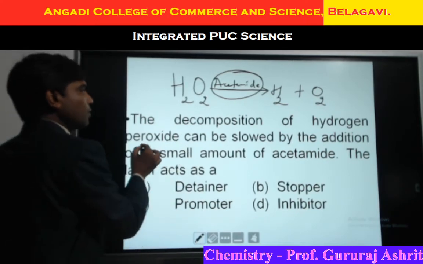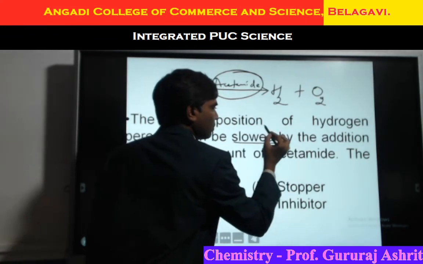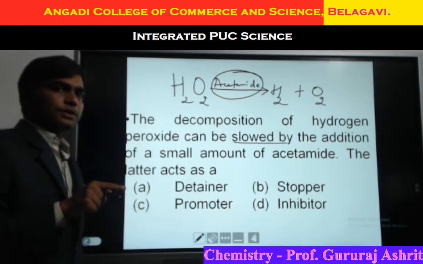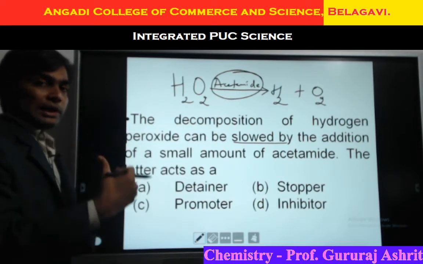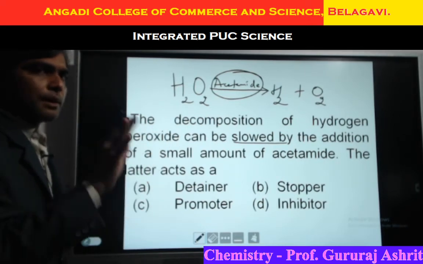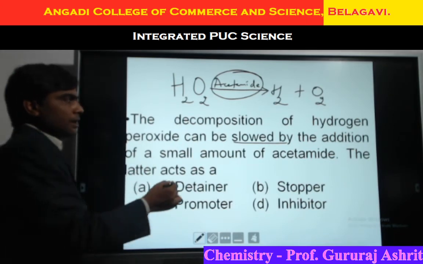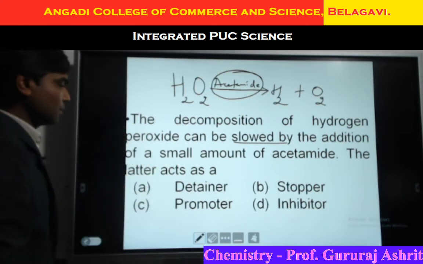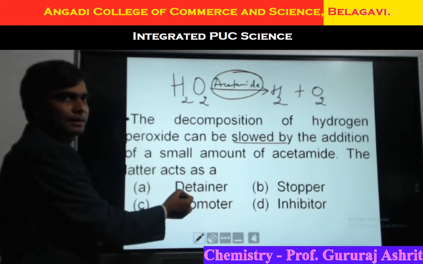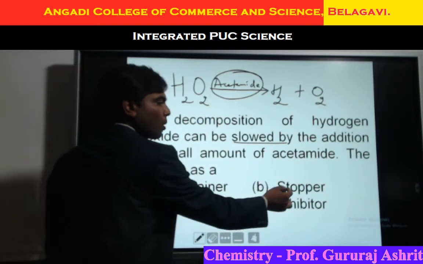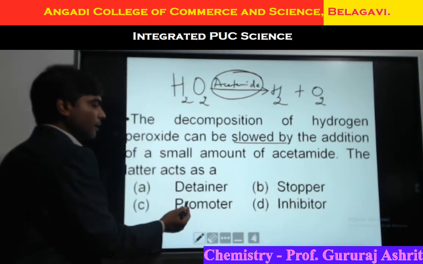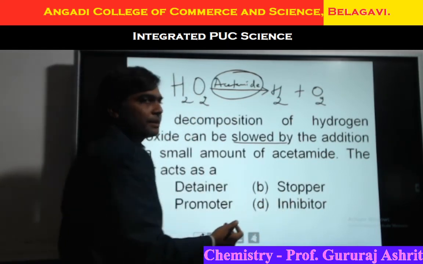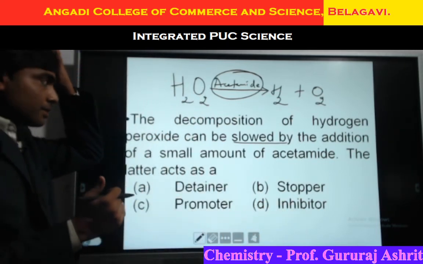So here only he told the words slow down. What is the use of a catalyst in our reaction? Catalyst is used to increase the rate of the reaction, but in some reactions decrease also. Here slow down means you should understand that the catalyst is decreasing the rate of the reaction. So the options are detainer means suppress, stopper means stop the reaction, promoter means increase the efficiency of the catalyst, inhibitor means decrease the efficiency of the catalyst.